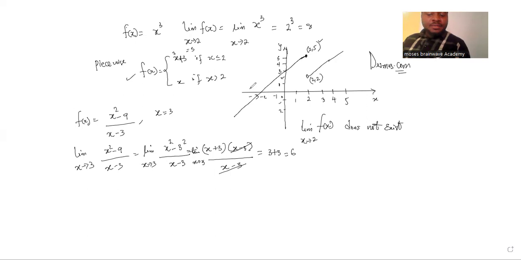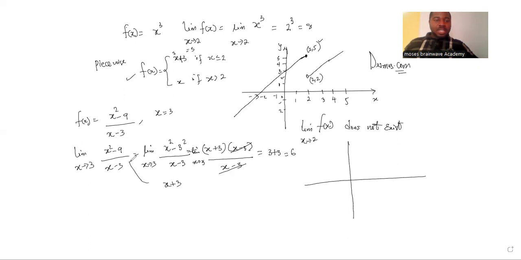Hence, near the x value 3, the function takes values near 6. So we can actually say the limit of this function is 6. If you decide to graph this on a graphing calculator, this function is the same as the function x plus 3, but with just one discrepancy. The intercept here is going to be 3.